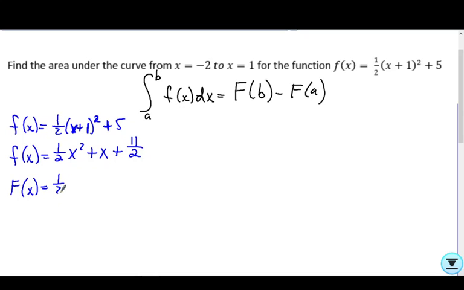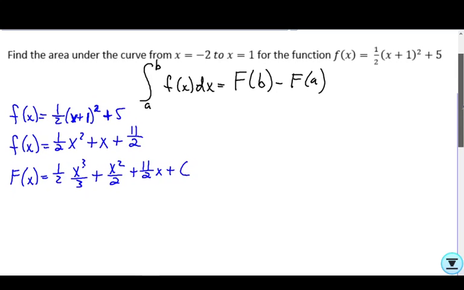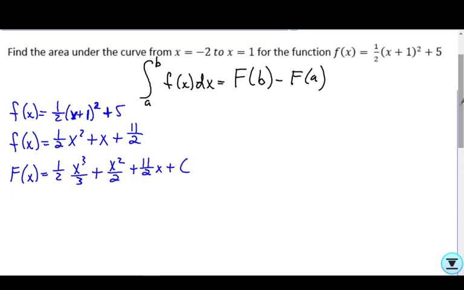So this is going to be 1/2 times x cubed over 3 plus x squared over 2 plus 11 over 2 x plus c. So there's my antiderivative. This is what we call chunking. What I'm doing is pulling part of this problem, instead of doing it all at once, I'm doing it in pieces and showing my work so that you can see that it's a little bit easier if I break this apart.